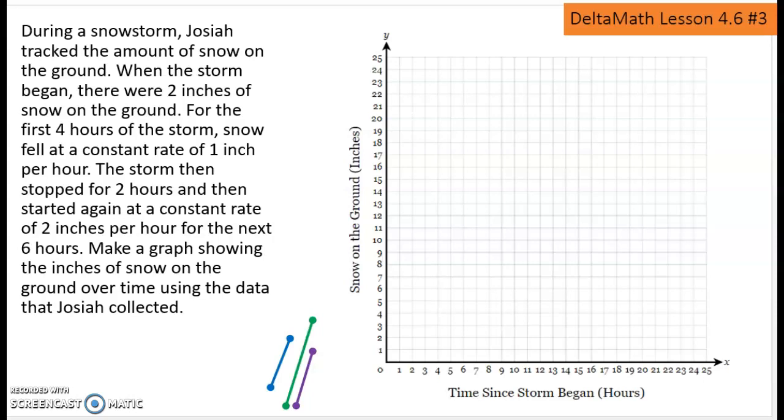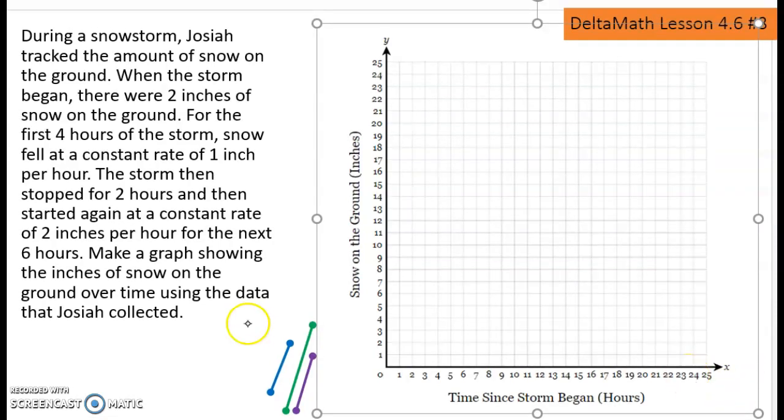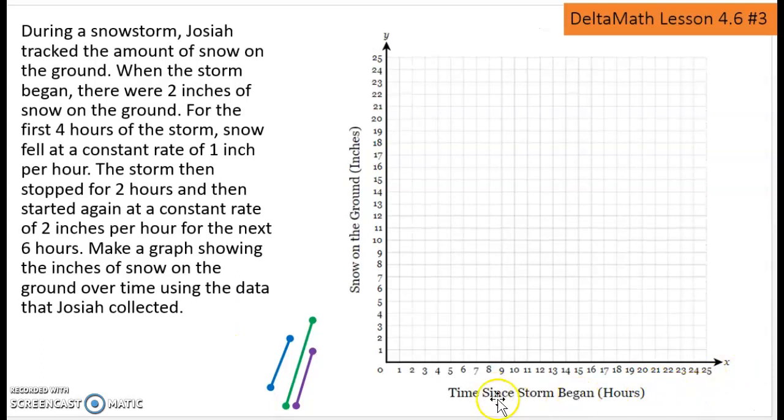Notice the graph is labeled. Time is your x value, so it's along the x-axis, and snow on the ground in inches is your y value, okay, along your y-axis. Okay, so we've got your time compared to your snow on the ground. So let's break down this problem.